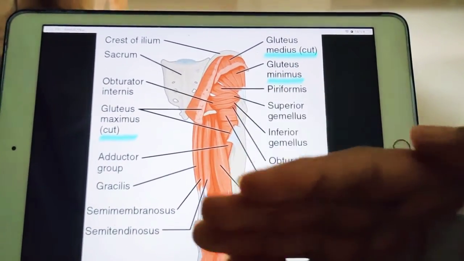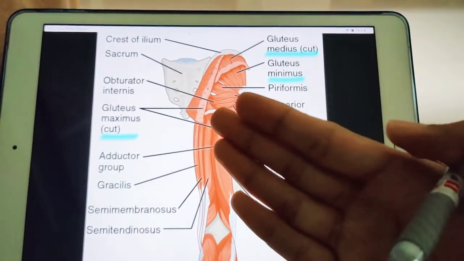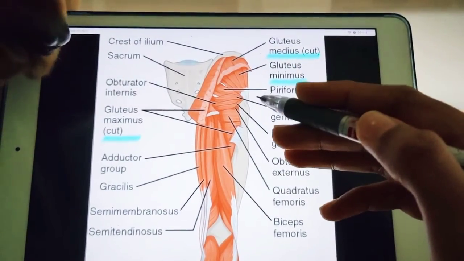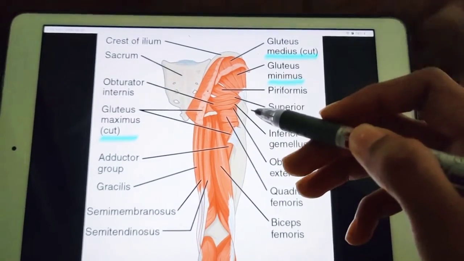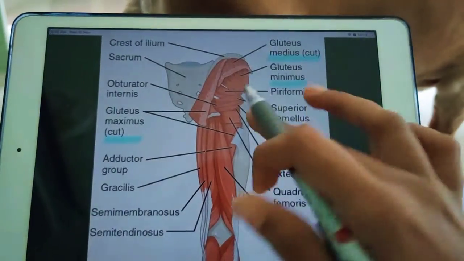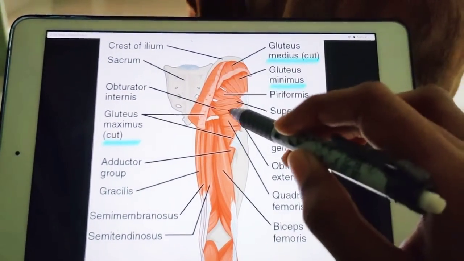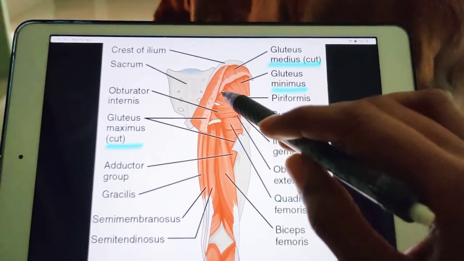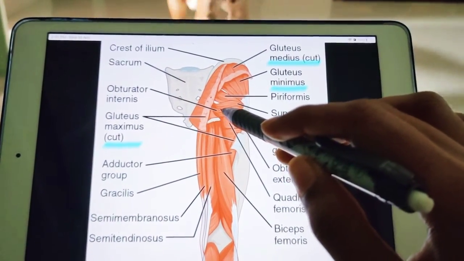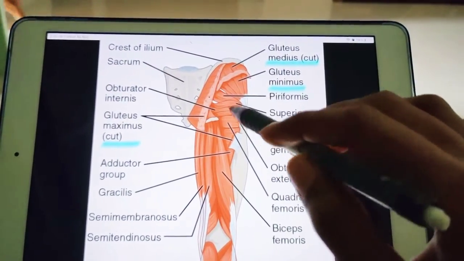Next, let us see what are the nerves inside the gluteus maximus. So if you remove the gluteus maximus, you will see total 8 nerves. One is the superior gluteal nerve. Next is the inferior gluteal nerve. Next is the sciatic nerve. Next is the posterior cutaneous nerve of thigh. Next you will see the nerve to quadratus femoris. Next you will see pudendal nerve. Next you will see nerve to obturator internus. And also perforating cutaneous nerves. Okay, so total 8 nerves.